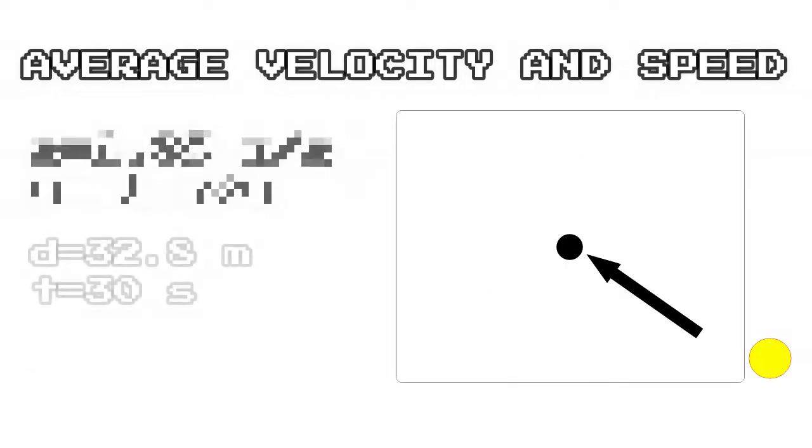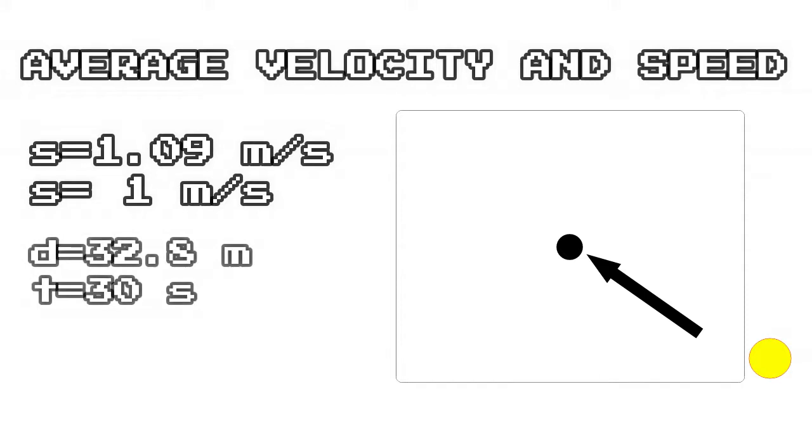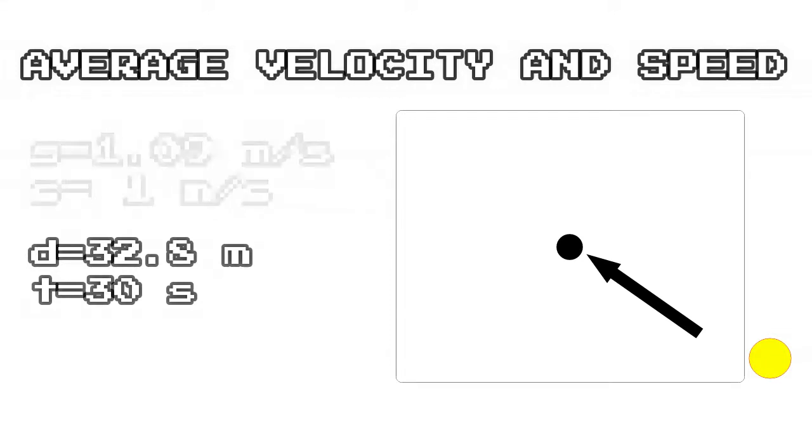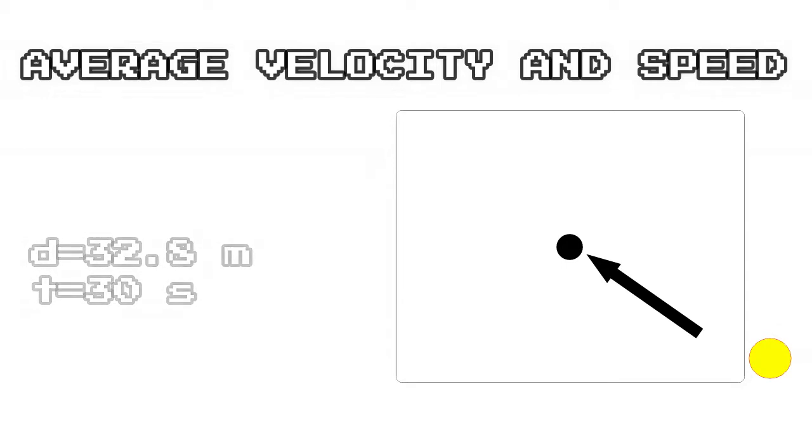Now to get the speed, the only thing we need is to know the overall distance that we traveled to get to the ball, not the displacement but the distance, and also the time we used to get there. But as we are using significant figures on all our data, the speed will be 1 meter per second.